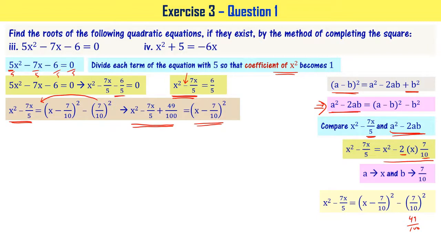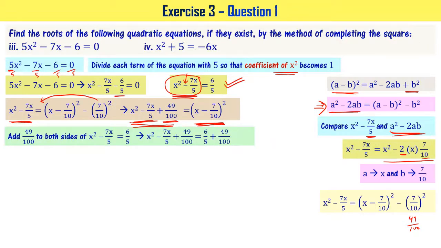Now observe this. We have LHS, that is x square minus 7x by 5. Here we have the same, right? When you add 49 by 100 to x square minus 7x by 5, it has become a complete square, right? X minus 7 by 10 whole square. This suggests that we have to add 49 by 100 to both the sides of this equation. Let's add that. When you add, the equation becomes x square minus 7x by 5 plus 49 by 100 equal to 6 by 5 plus 49 by 100, right?